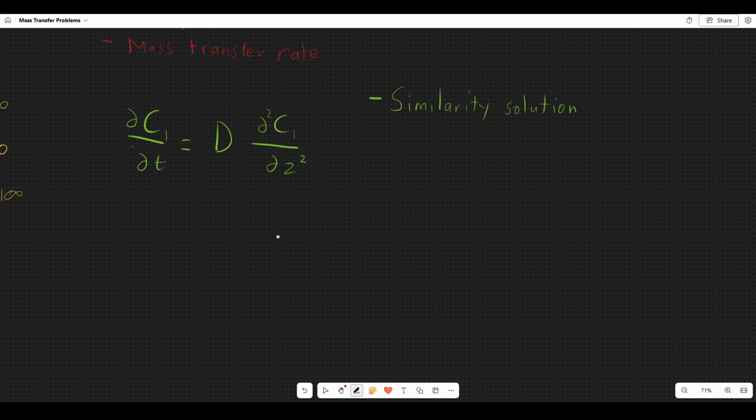It's a guess that, let's say, the concentration is a function of some other variable. So let's say C1 is a function of some random variable we're going to call psi, and we're going to give a guess for what psi is. So let's guess that psi equals z over 4 dt, right? And this seems outlandish. Like, okay, where did you get this guess from?